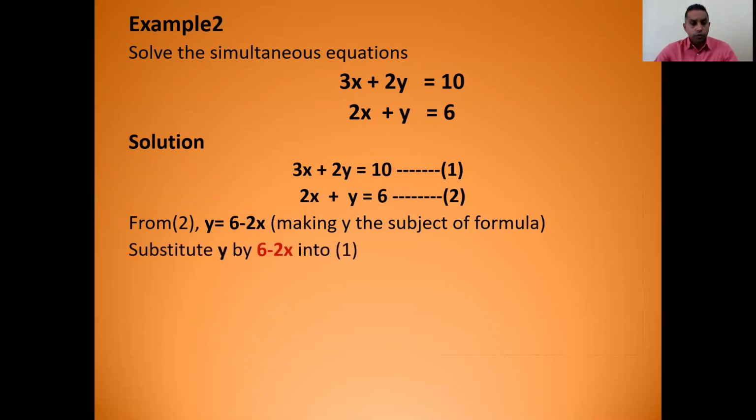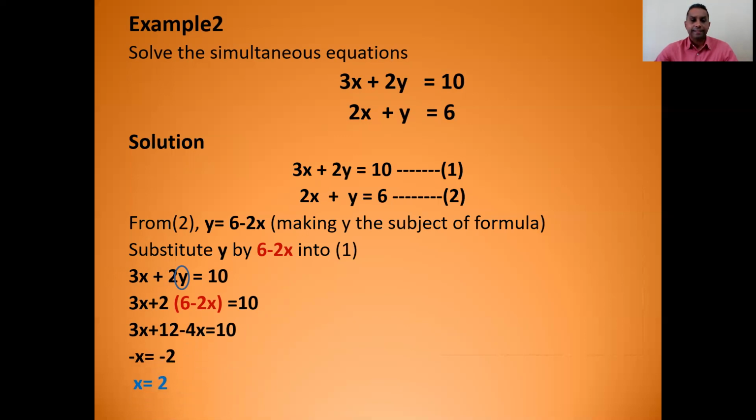Again, before you do the substitution, it would be good that you identify what is the letter that you're going to take out and replace by 6 minus 2x. So this is the letter that we are going to take out, the y, and we are going to replace it by 6 minus 2x, again using brackets. This gives us an equation which consists of x only. Now we move on to solve this equation and we get x to be 2.